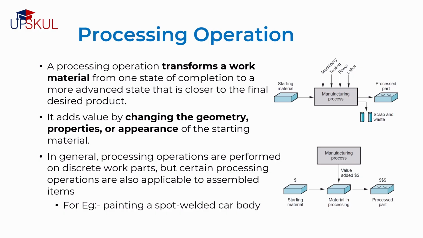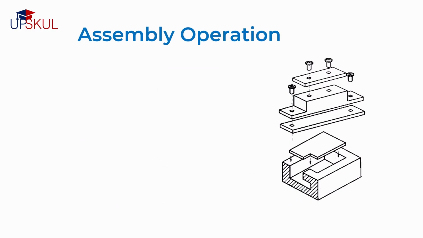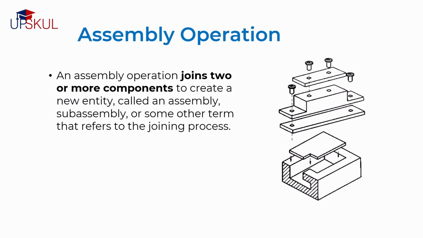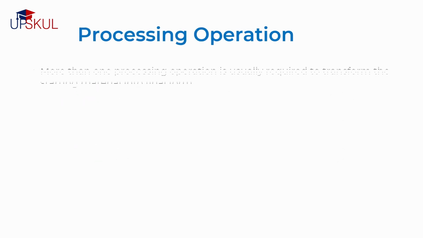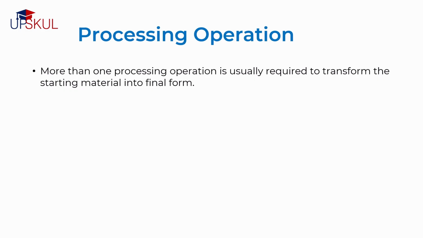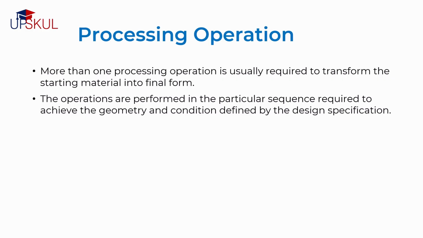An assembly operation joins two or more components to create a new entity called an assembly, a sub-assembly, or some other term that refers to the joining processes. For example, a welded assembly is called a weldment. Now, more than one processing operation is usually required to transform the starting material into a final form. The operations are performed in the particular sequence required to achieve the geometry and condition defined by the design specification.